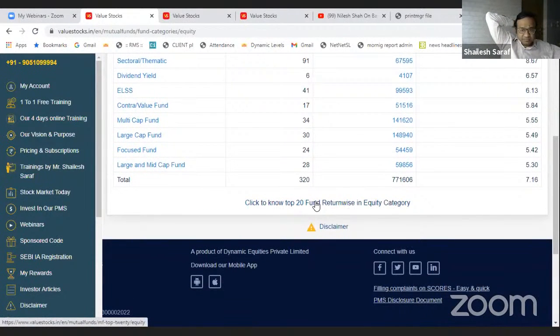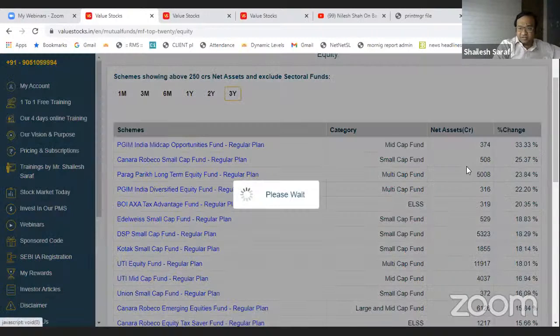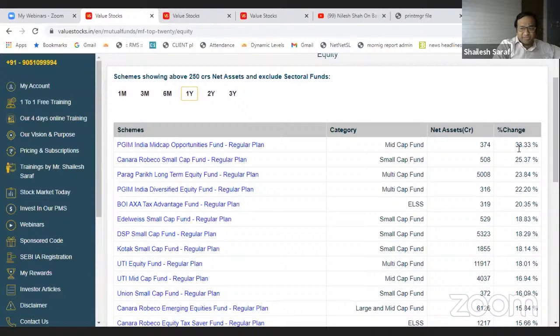So if you click here, if you want return wise, click to know the top 20 fund returns. This will not include sectoral, to remove the noise. So these are the funds which have done very well in the last 1 year. Do 3 years also. So there are funds, if you see, we have categorized many funds. If you see the 1 year return, it is fabulous: 33, 25, 22, 18. Obviously, this includes the COVID problem. There is a time when the index is not doing well, but if you see 1 year, even if they have kept the fund, they have all generated tremendous returns.